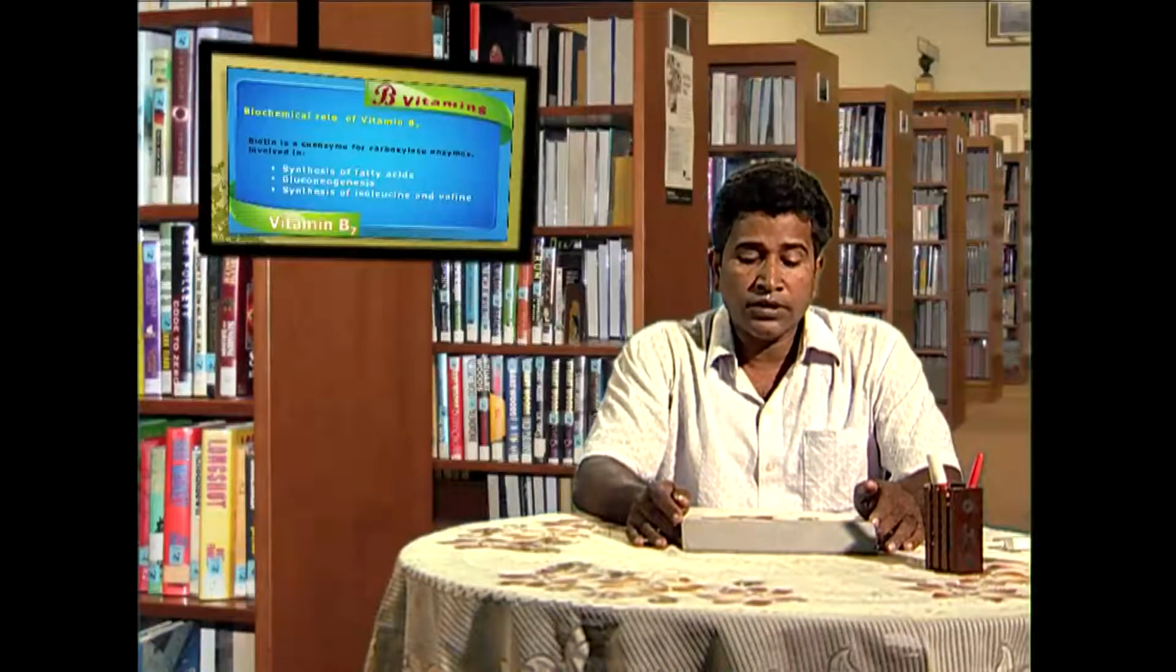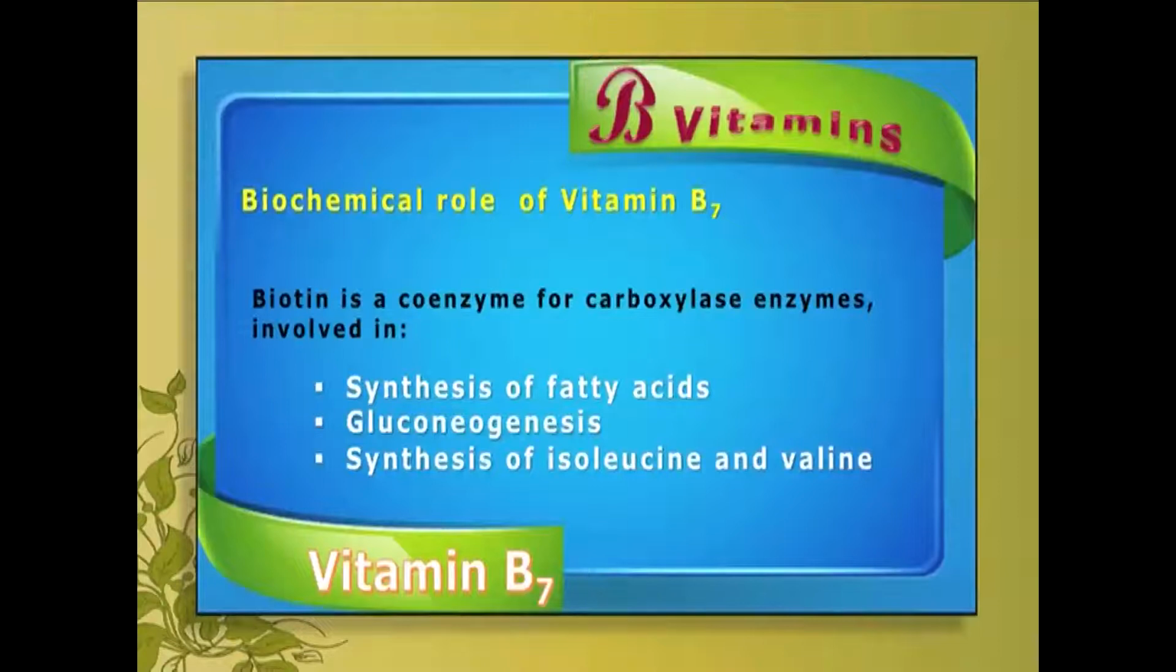The biochemical role of vitamin B7 or biotin is its involvement as cofactor with different carboxylases. This group of enzymes are involved in transport of one carbon molecule, mostly in the form of carbon dioxide, and these enzymes are responsible in fatty acid biosynthesis, gluconeogenesis, and synthesis of amino acids like valine and isoleucine. Fatty acids are essential for biological membranes and absorption and transport of fat-soluble vitamins.